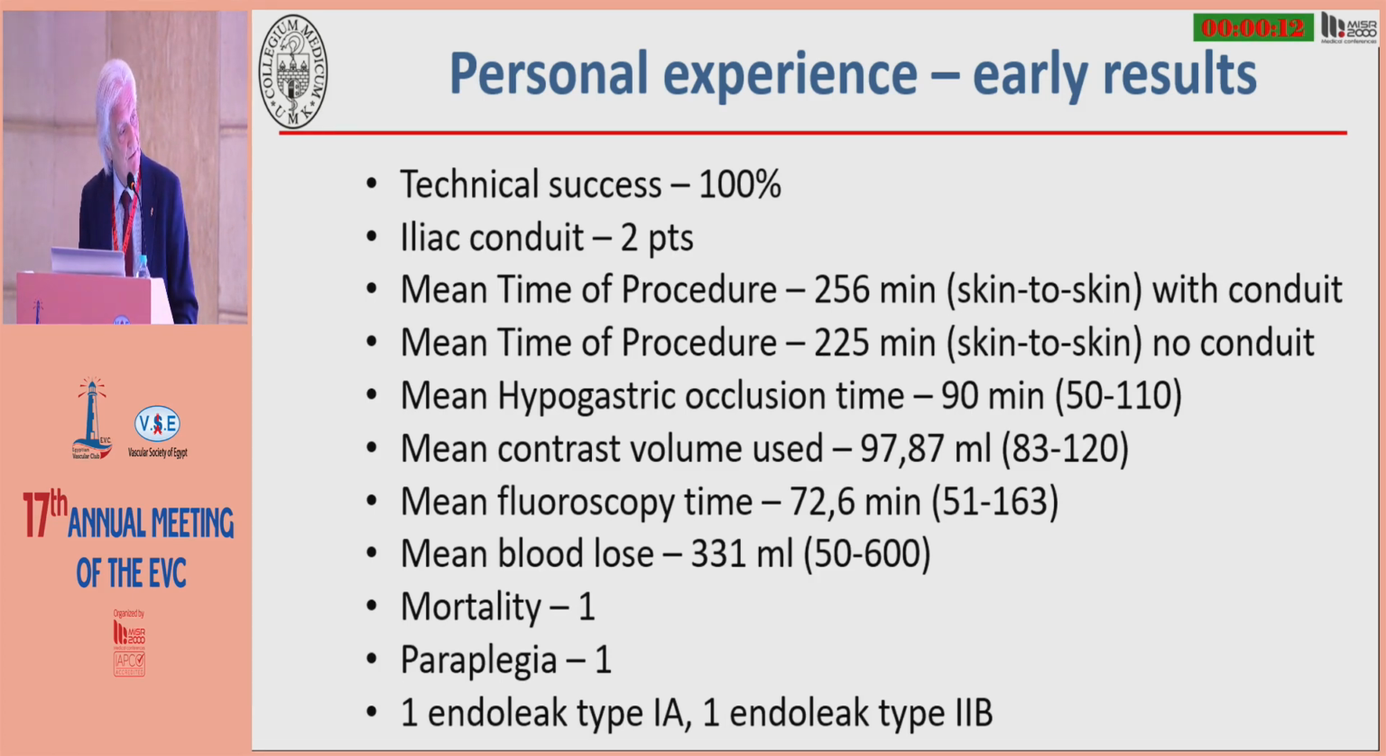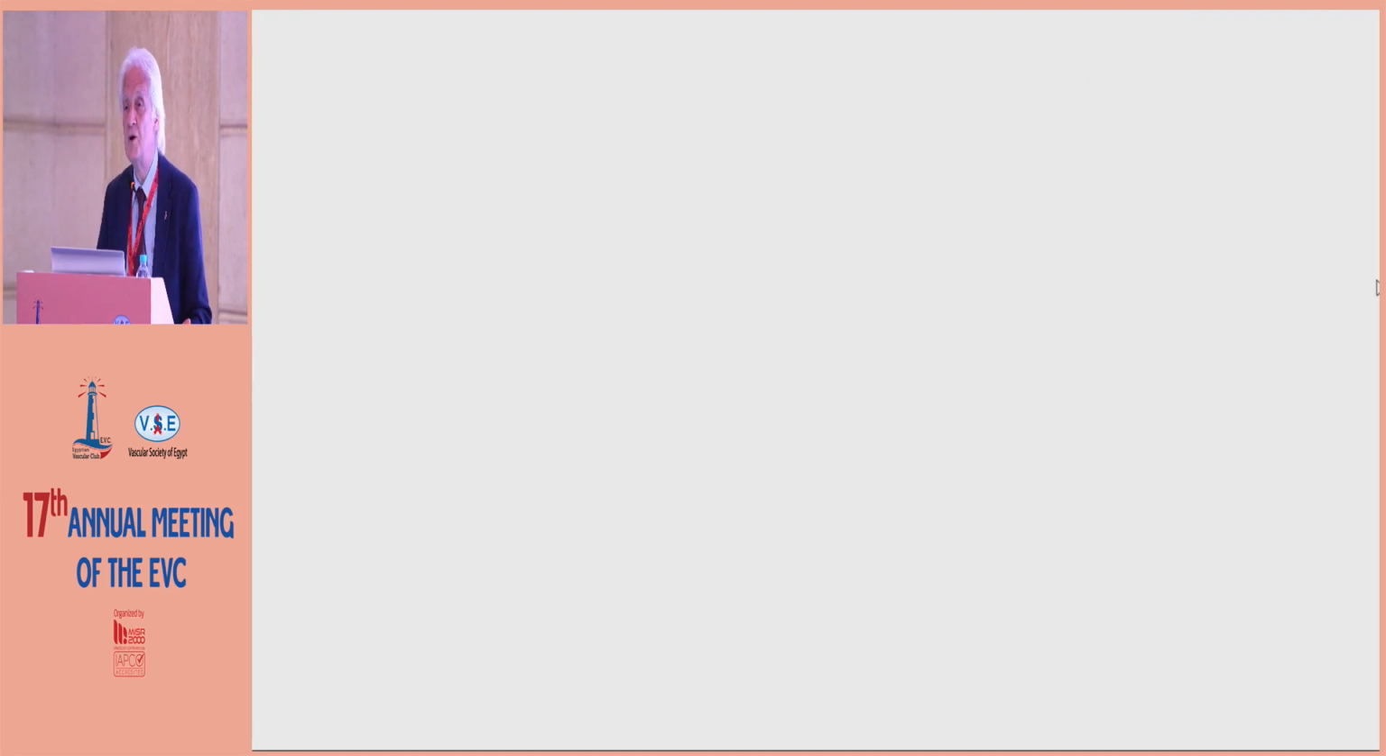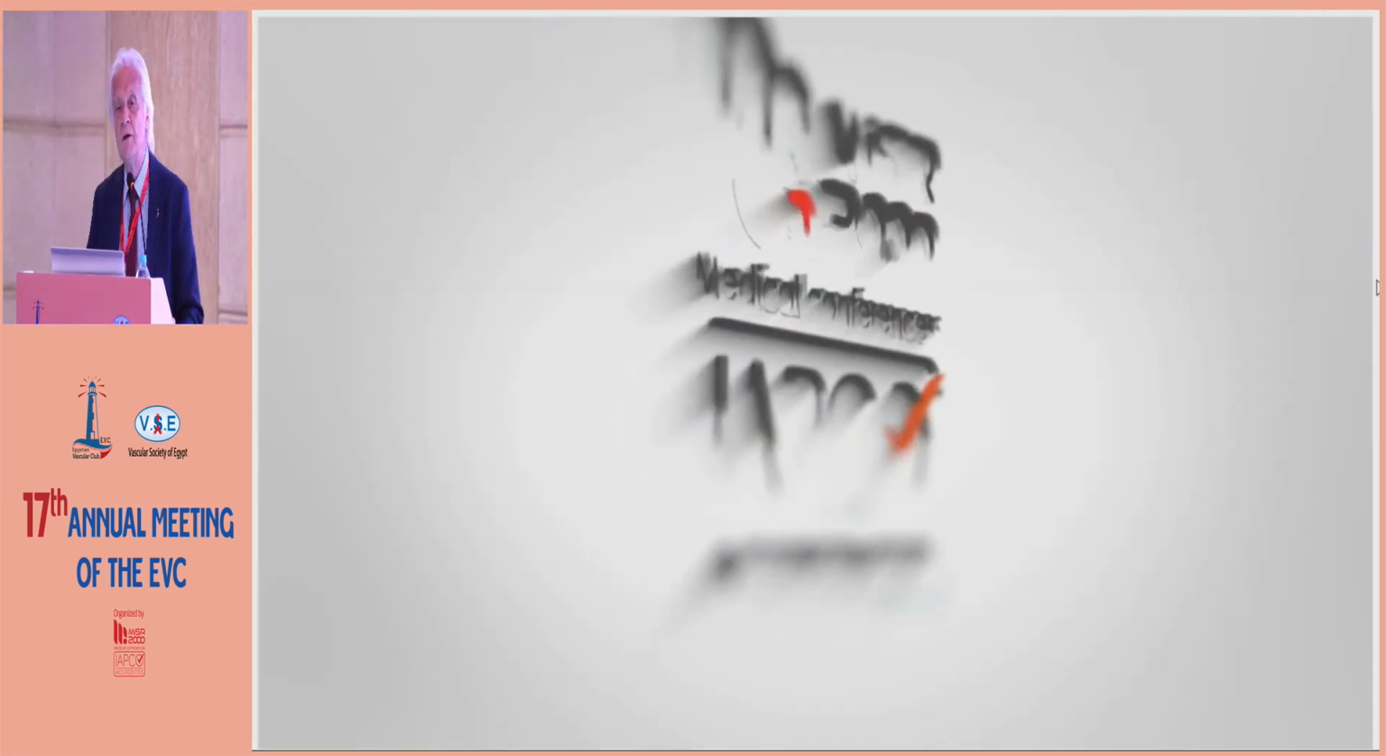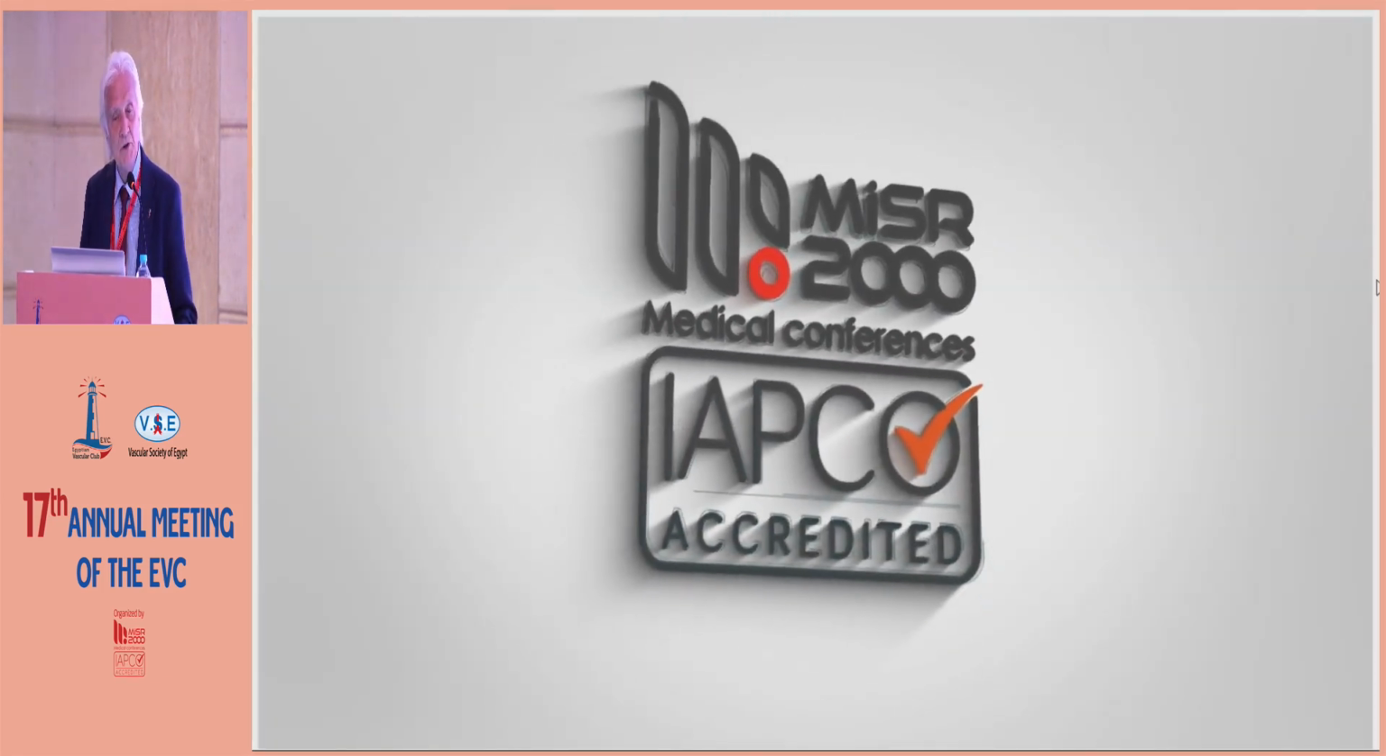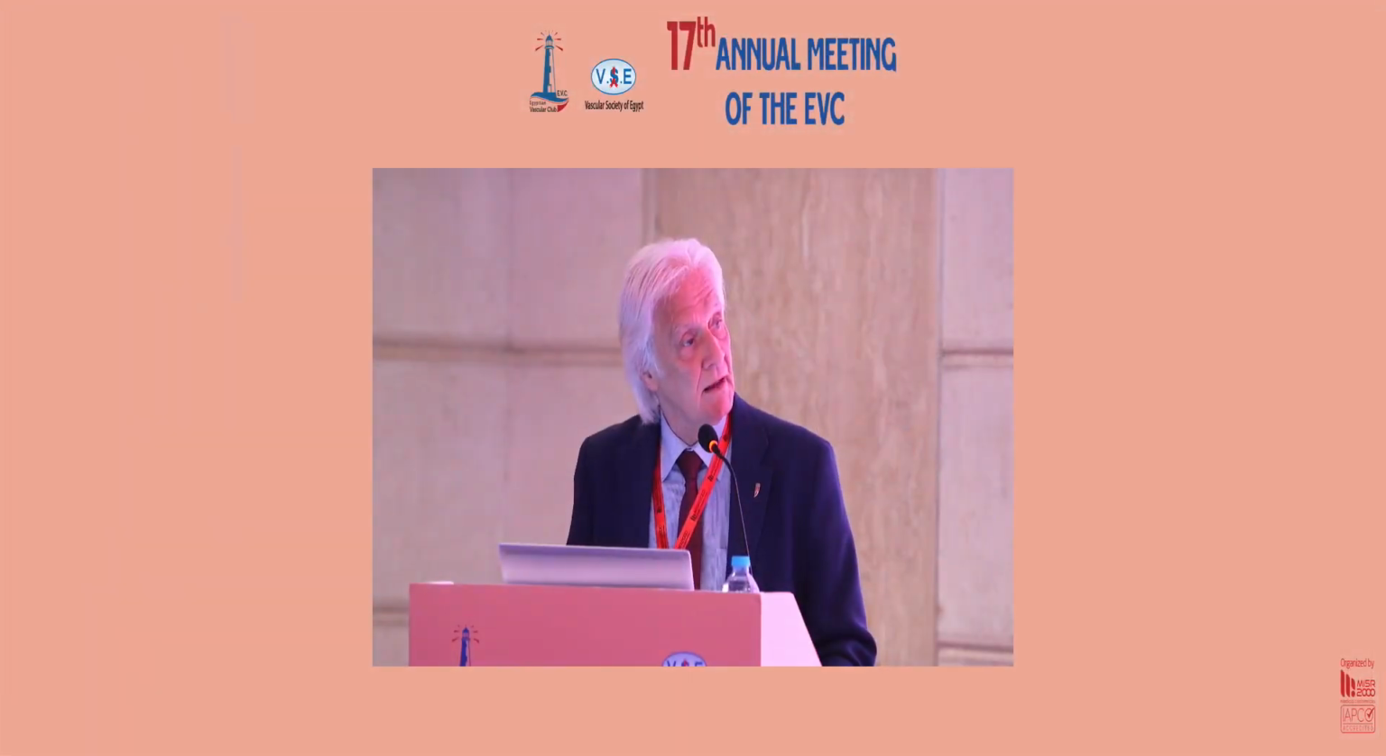Mean contrast volume used is around 100 milliliters. Mean fluoroscopy is 72 minutes. Mean blood loss 300 milliliters. Mortality 1, and paraplegia 1. This is the same patient. So she developed paraplegia and then unfortunately died.